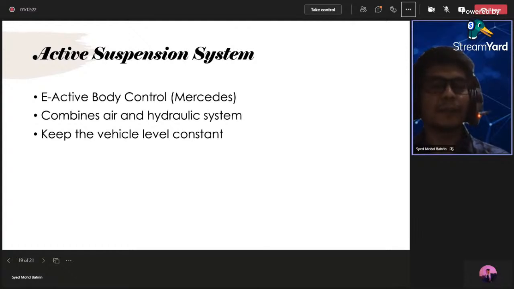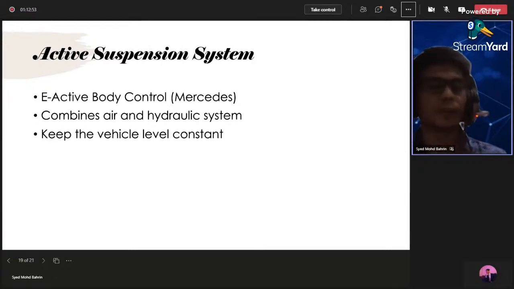Basically, what it does is keep the level of the vehicle at one particular position, regardless of whether you are hitting a speed bump, the wheel is going into a pothole, or you're driving on road or off road. The vehicle level is maintained, or they call it the relative displacement between the wheel and the body of the vehicle is consistent. It is maintained at one position.